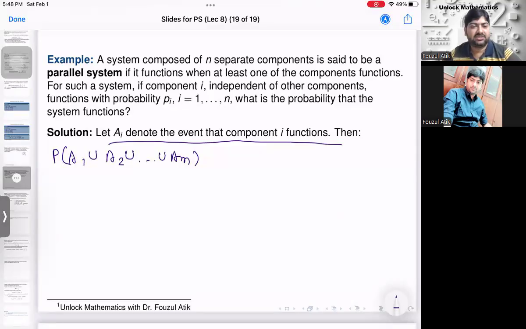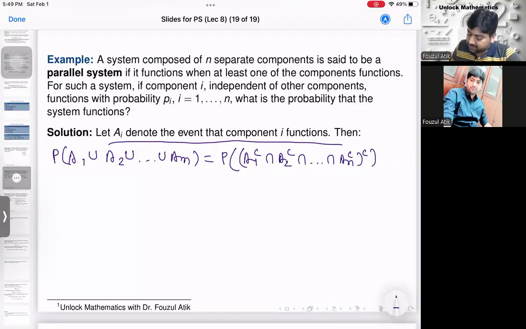We can write this one, because all the events A1, A2, ..., An are independent, right? So I just wanted to write this as A1 complement intersection A2 complement intersection ... intersection An complement, and then the whole complement. How can I write this? By De Morgan's law of sets, which are the events.